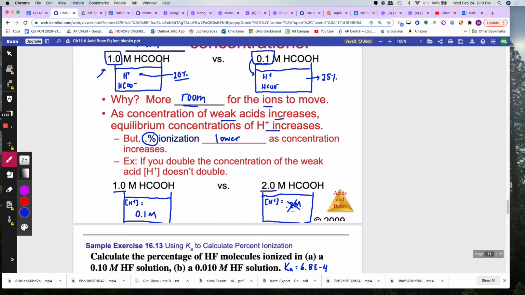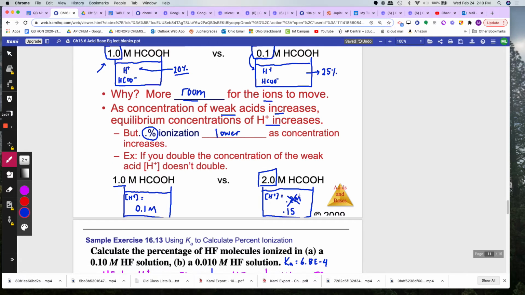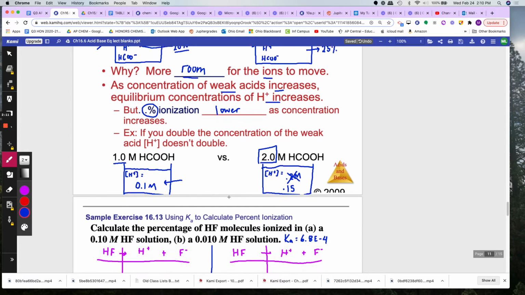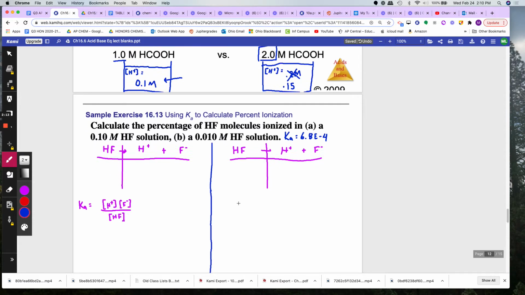You actually don't double, but increase only by a little bit. The reason is there's not enough room for all of these ions to come apart, so they don't all fully come apart as predicted by the Ka. Okay, so let's look over here.